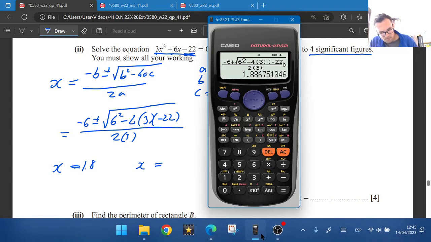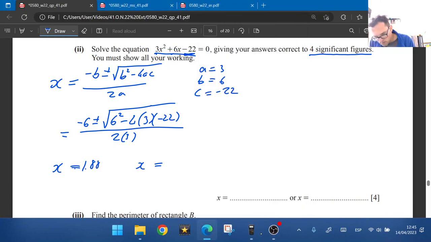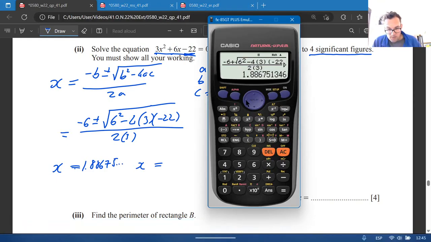1.88675, etc. To get the other one, we need to change that plus for a minus. We just use the back arrow. We're going to have to type everything in again. Remove the plus, put in a minus, equals minus 3.88675.